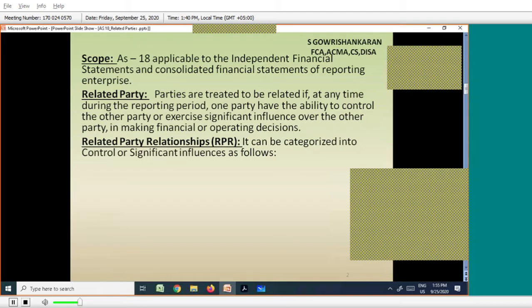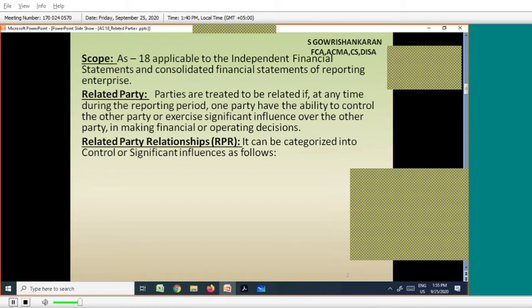In practice, both are different elements. Both have different impacts. So we will discuss further. Related party relationships can be categorized into control or significant influence as follows.